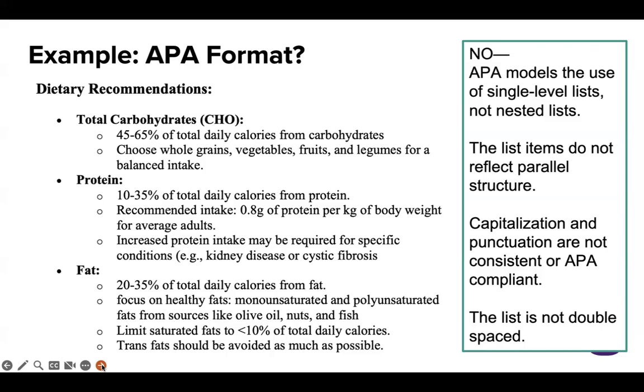The capitalization and punctuation are definitely not consistent or APA compliant. For instance, after the first bullet point with the percentages, there's no period under total carbohydrates. But under protein, that first bullet point, which is structured similarly to the total carbohydrates first bullet point, this one does have a period after it. So it's kind of hard to read, kind of hard to get through because it's not consistently formatted. And also the list is not double spaced, which it would be if we were writing in APA format.